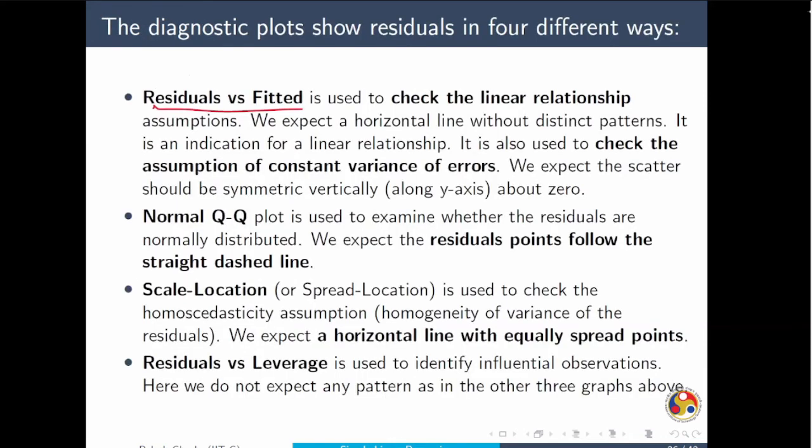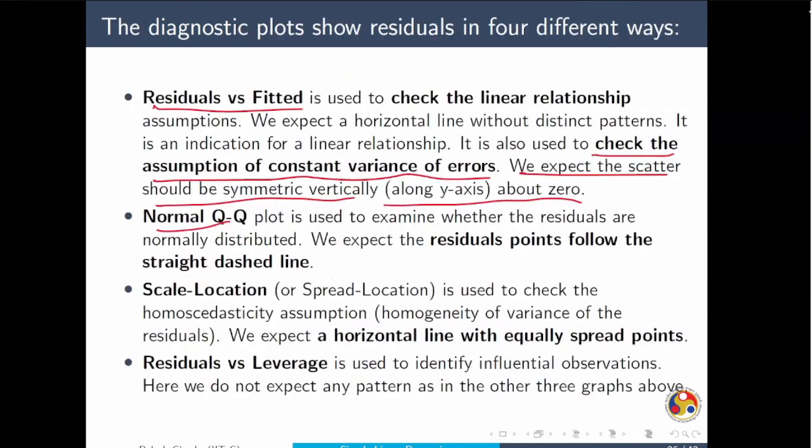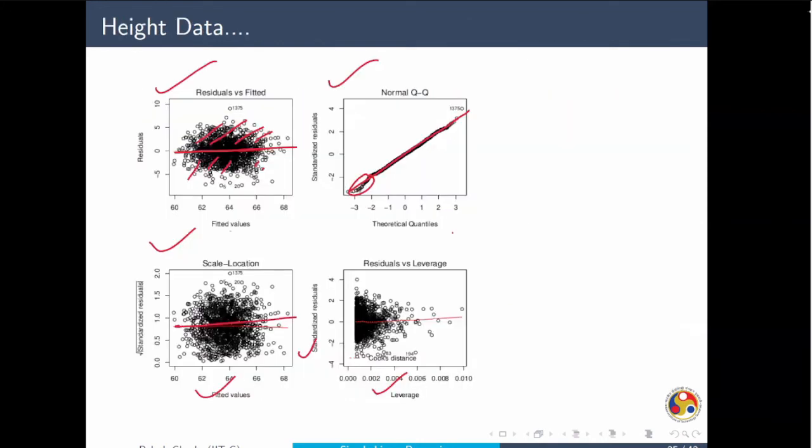Here we expect the scatter plot to be symmetric vertically along the y-axis about 0. It is used to check the assumption of constant variance of errors. And the normal QQ plot, I explained earlier. This should plot in a straight line, and here more or less it's fine. There is a little bit of a problem here, but for practical purposes I can ignore that one. Here we expect the residual points to follow the straight dashed line. And in the scale-location plot, you also see similar things: a horizontal line with equally spread points. More or less it is fine.